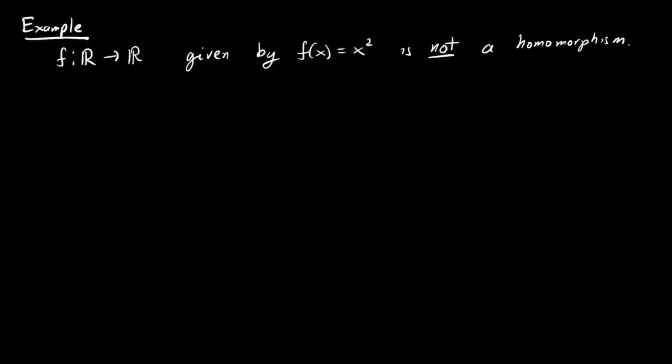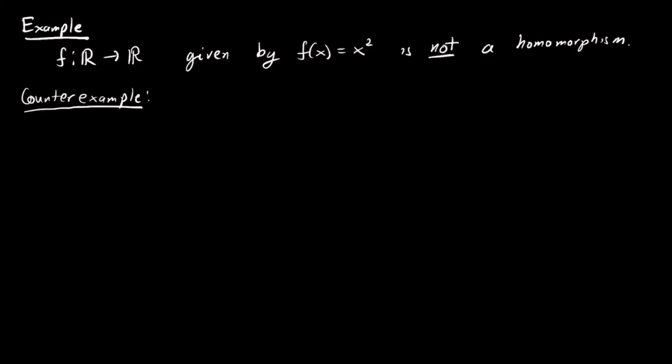Okay, and finally, I'd like to give an example of something that just plain old isn't a homomorphism. So consider the function f from R to R given by f of x is equal to x squared. So this is just our standard function you would see in high school algebra, the parabola. And I claim that this is not a homomorphism. So in order to show something is not a homomorphism, it's enough to provide a counterexample.